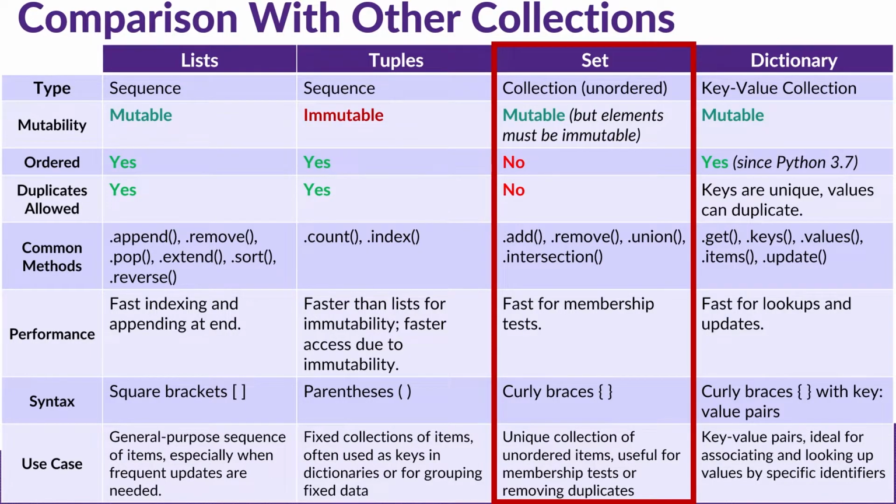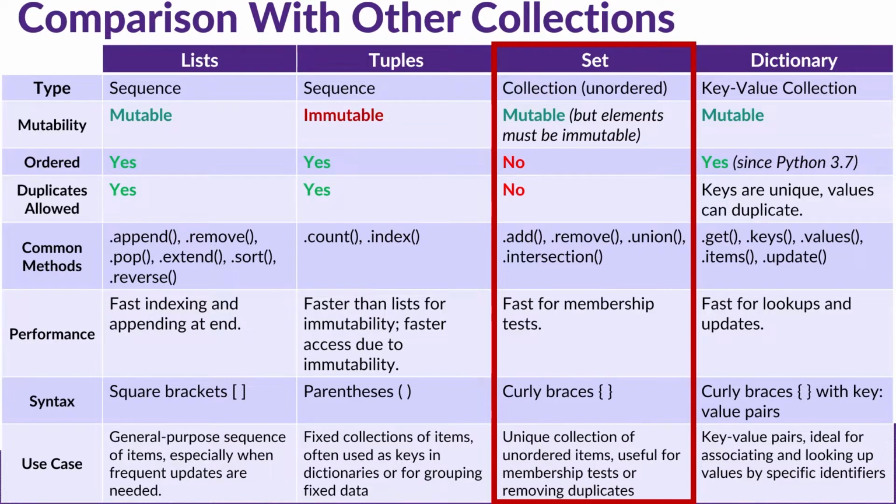So when should you use each one of these? Well, lists are a general purpose sequence, and they're a good go-to for most things, especially when we have to make frequent updates. Tuples are fixed collections of items, meaning that we can't change them after we define the tuple, so we can't add or remove from it. This gives them a few performance advantages, but in general, they're not going to be useful if you need to add, remove, or update values in your collection.